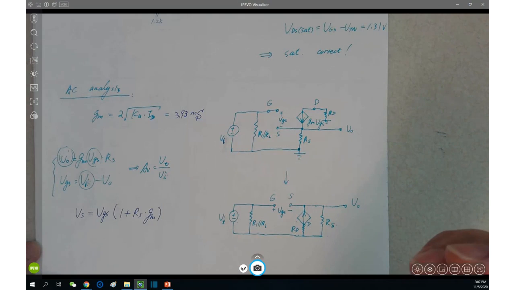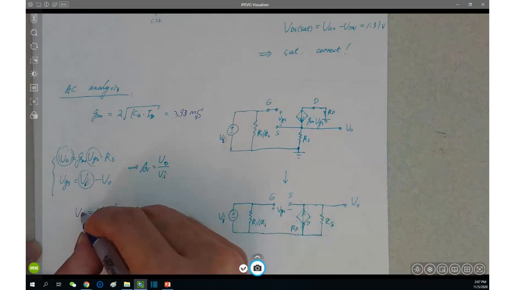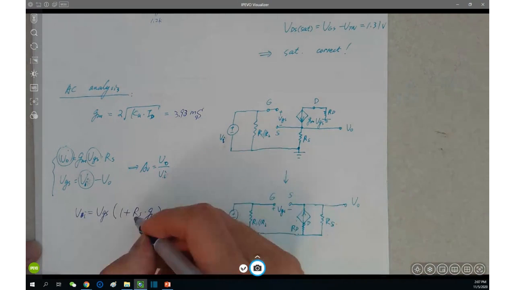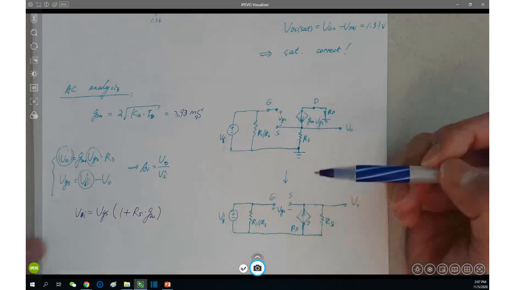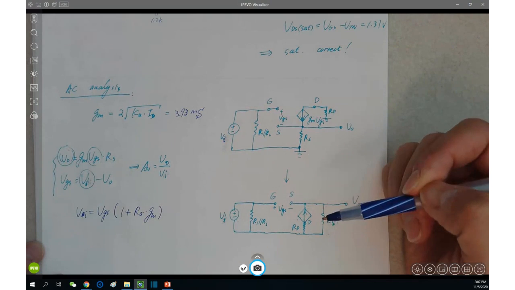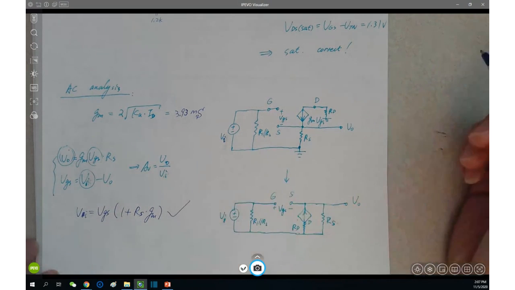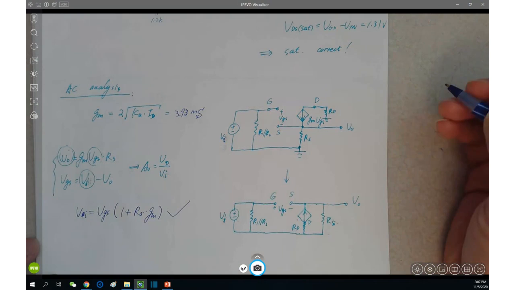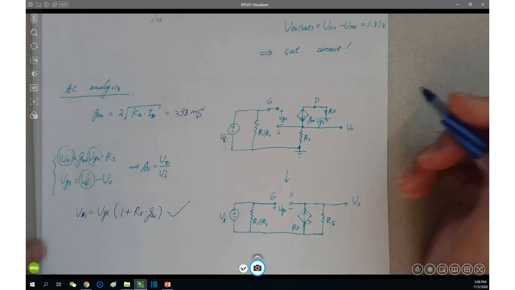First of all, your VS, who is VS? Or VI? Yeah, okay. VI. I had it written down as VS. Okay, that's not a big deal, though, as long as you know. So VI is equal to, let me see, VI is equal to VGS plus the VGS. This is a correct equation. There's nothing wrong with it.